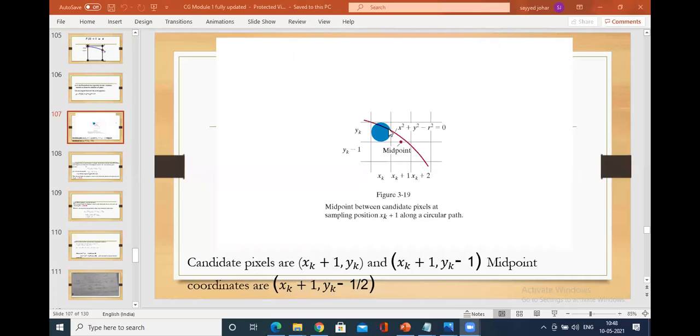You need to retain the same x-axis in unit interval. That is, you are going to increase x in unit interval, and you need to take a decision based on a decision parameter whether yk or yk minus 1 will be the intercept for the y interval.